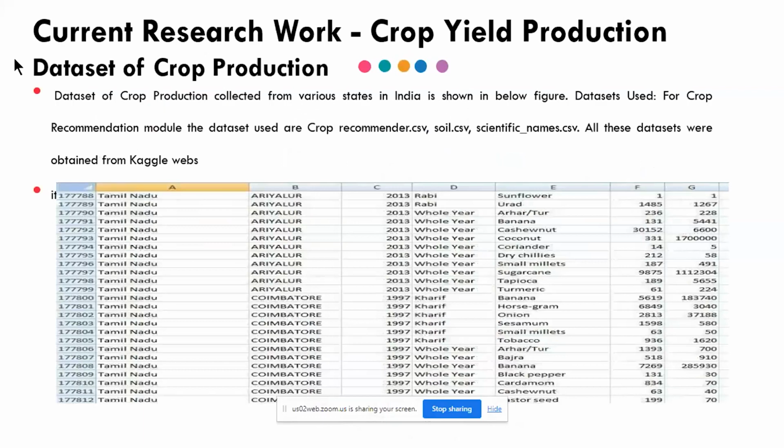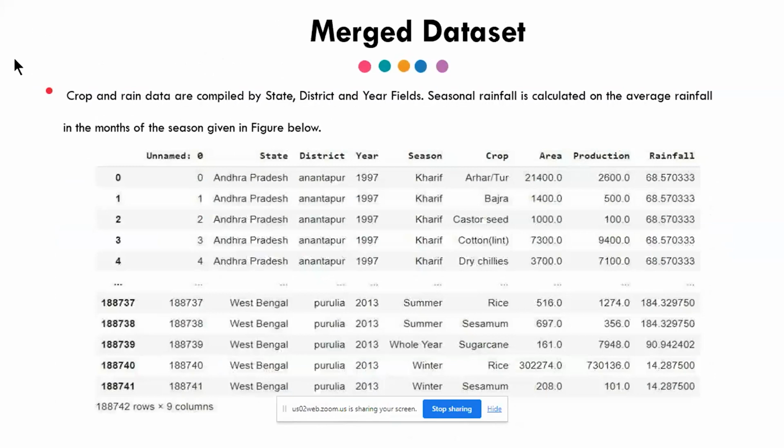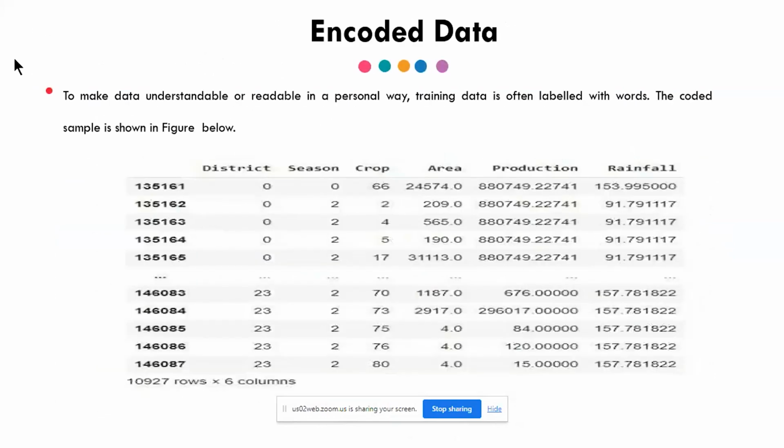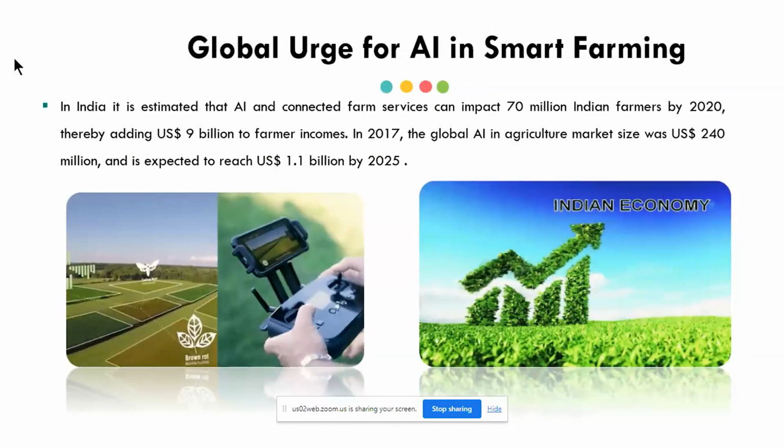After this disease prediction and disease examination, I am doing my current research work on crop production. I collected some data sets from the Kaggle website, and I am doing this analysis now. Data set of rainfall in India. And next, this is the overall merged data set. And next, this is the encoded data. And this is the sample application page for finding out the crop yield prediction. And this is what I found.